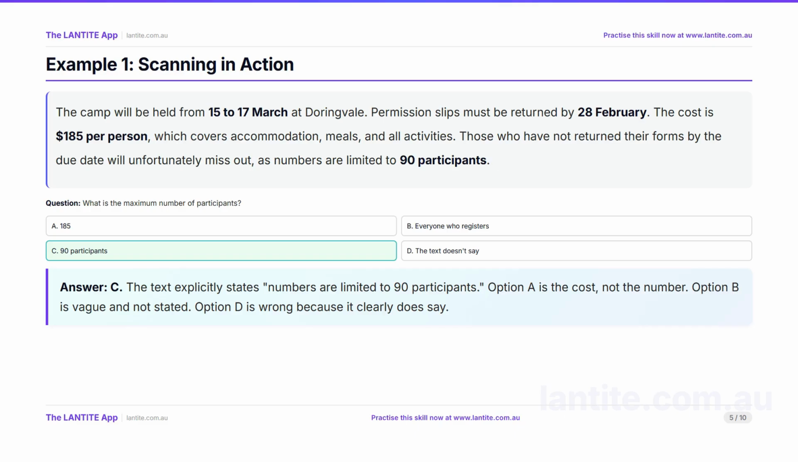Let us work through an example. Here is a passage about a camp. The question asks what is the maximum number of participants. Let us scan for keywords. Maximum, number, participants. There it is near the end. Numbers are limited to 90 participants. The answer is C. Now, look at the traps. Option A is 185, which is the cost, not the number of participants. That detail is in the text, but it answers a different question. Option B says everyone who registers, which might seem logical, but the text does not say that. And option D says the text does not say, but it clearly does. The answer was right there.